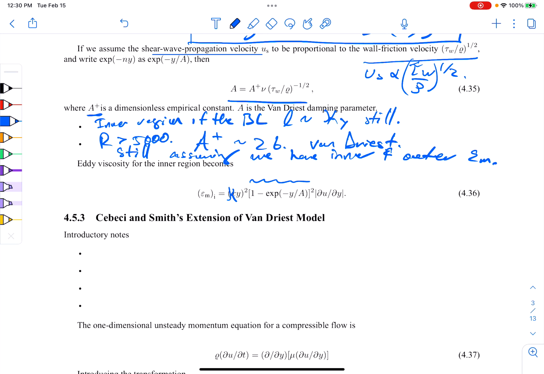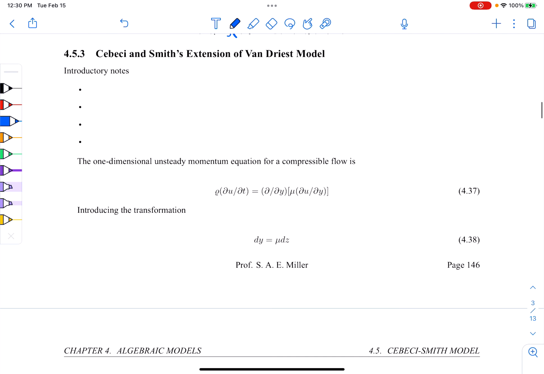So it's 12:30. I think what we'll do is try and complete this next section, then we'll take a break.